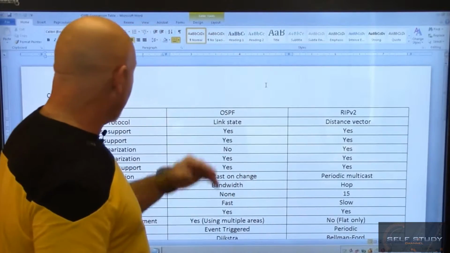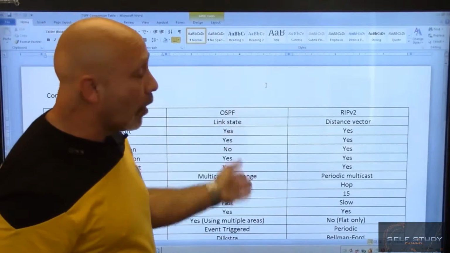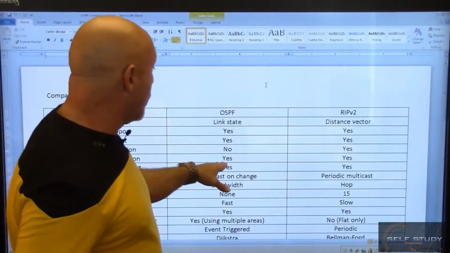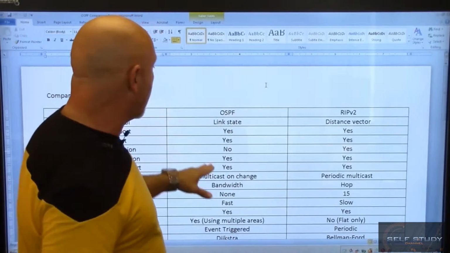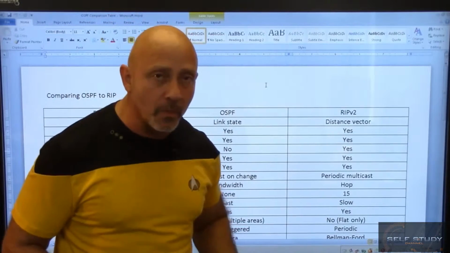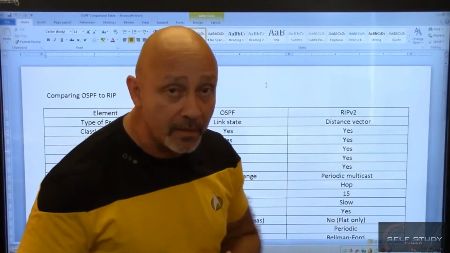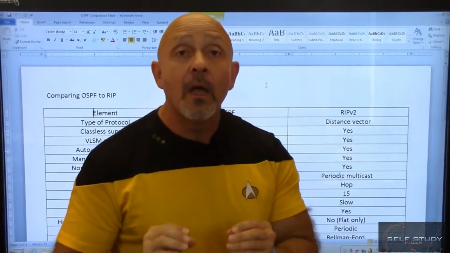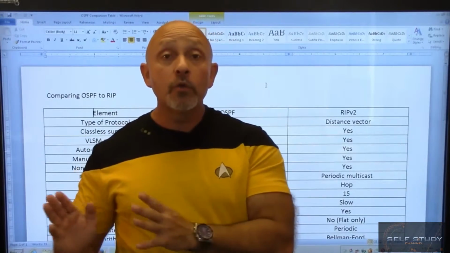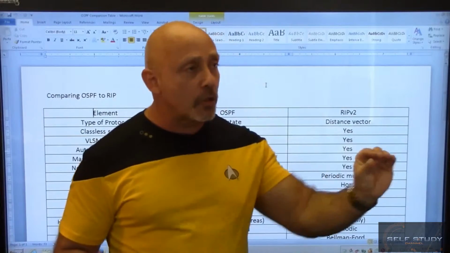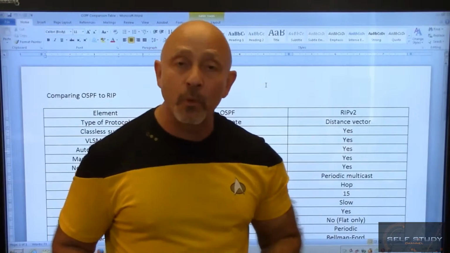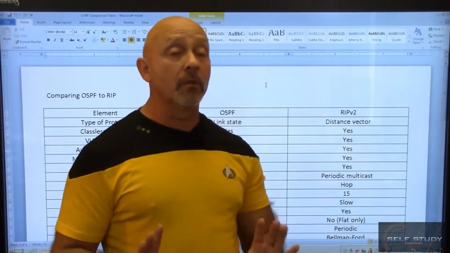Okay? Anyway, supports. They both support classless routing, right? VLSM. So that goes that. Auto-summarization, sorry. OSPF does not auto-summarize. So we don't have to. In OSPF, we don't have to worry about no auto-summary command. We actually are going to use wildcard mask. We will put the exact network we belong to. So that's cool. We can do that with OSPF.